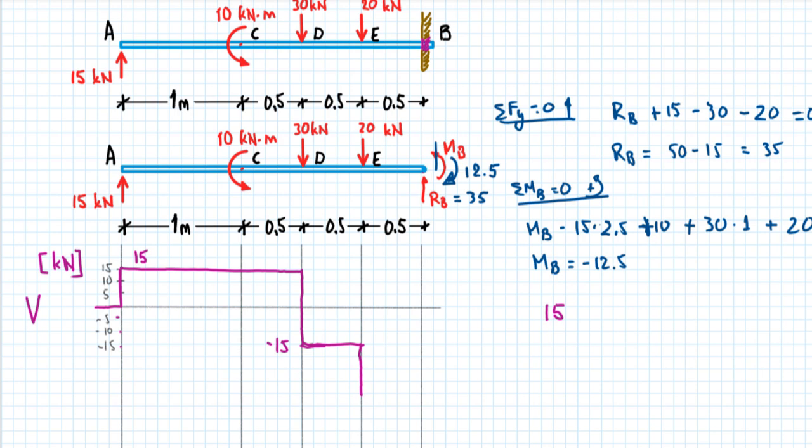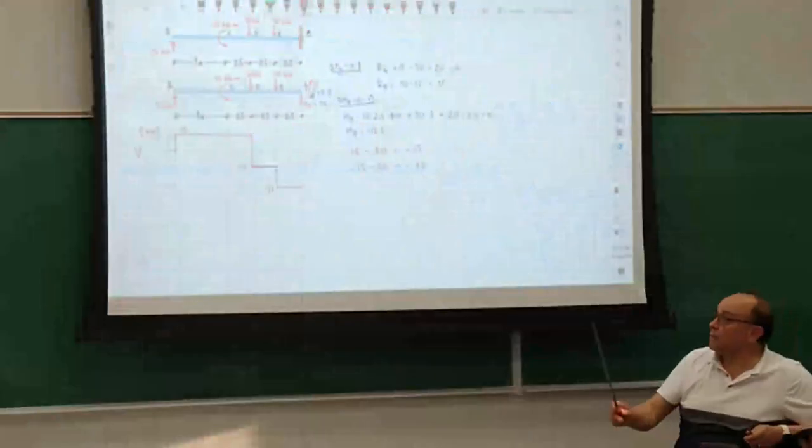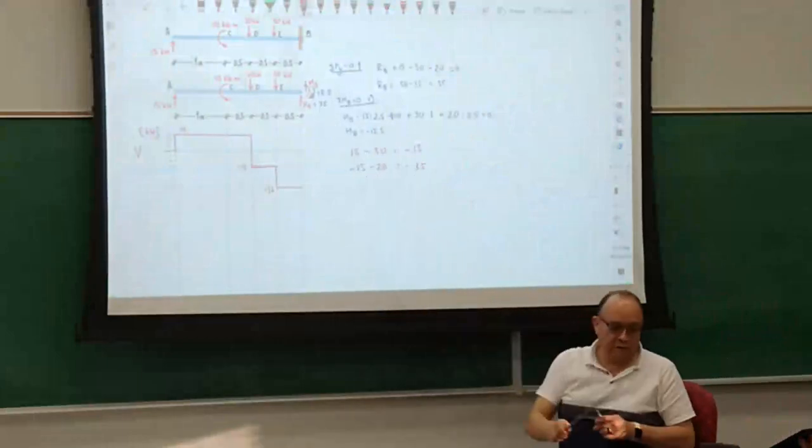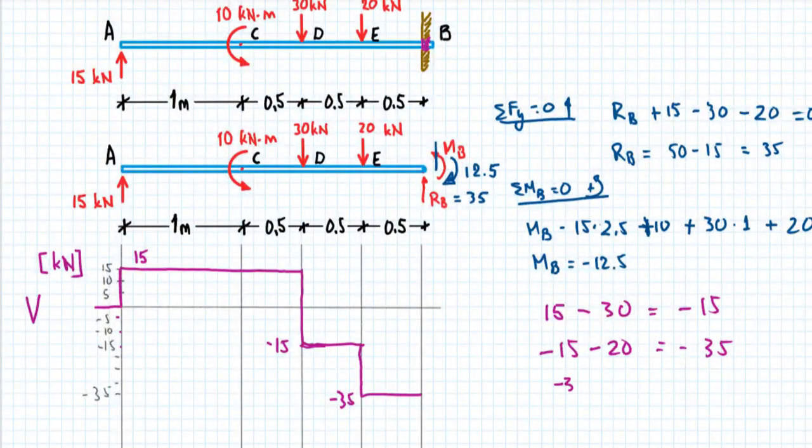5, 10, 15, 20. So you have here 15 minus 30, minus 15. Now minus 15, minus 20, minus 35, right? So this is minus 35: 20, 25, 30, 35. You put it here, minus 35, and you keep going, boom. Look, 35 up, right? 35 up here on the reactions. So 35 minus 35 plus 35 equals zero. Zero.